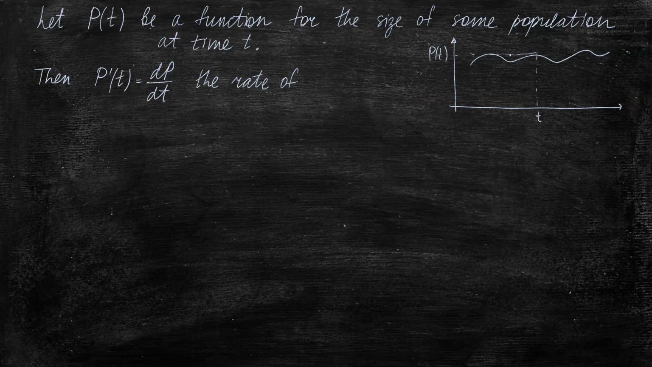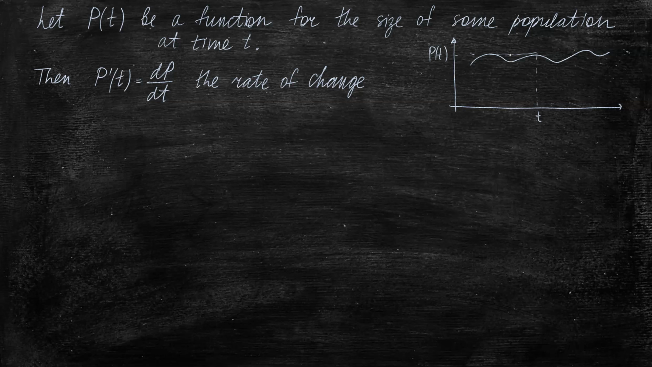grows. However, if it declines, then we can call it the rate of growth, so let's just call it the rate of change. And if it's growing, we'll call it the rate of growth, and if it's declining, then we would call it the rate of decay.